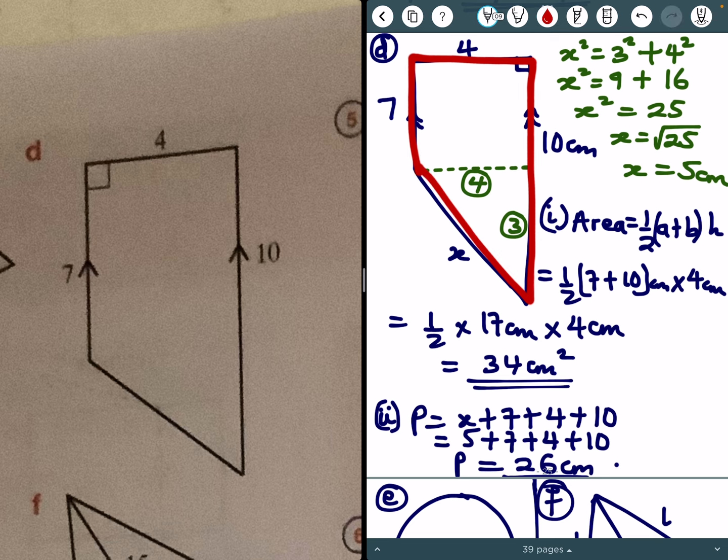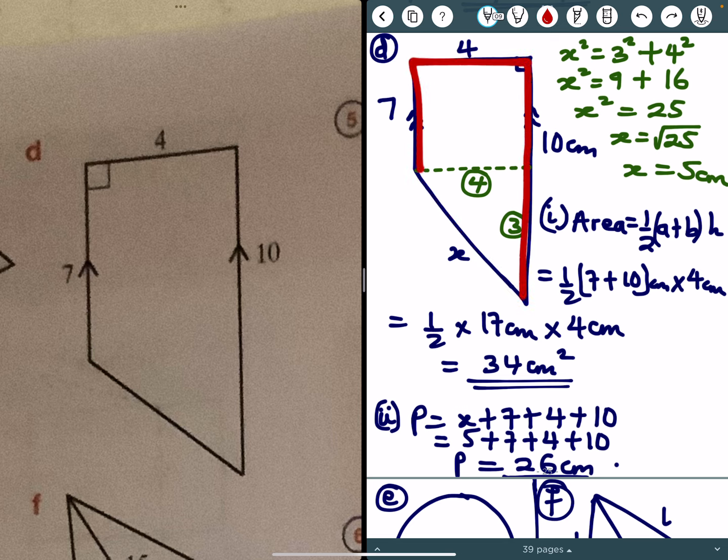You start at a point on the shape, go around and come back to that point. So that gives you what? 7 plus 4 plus 10 plus what? 5. Let me draw it neatly. 7 plus 4 plus 10 plus what? 5. So that's my perimeter, 26 centimeters.